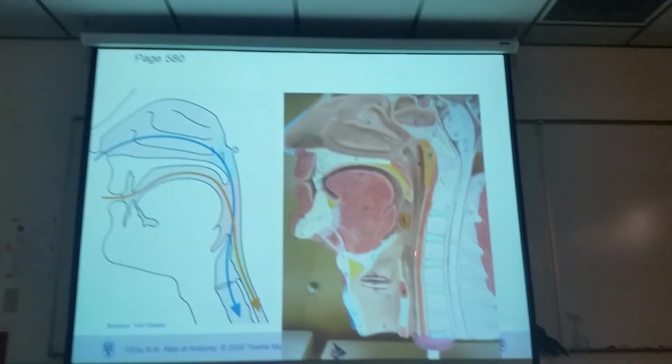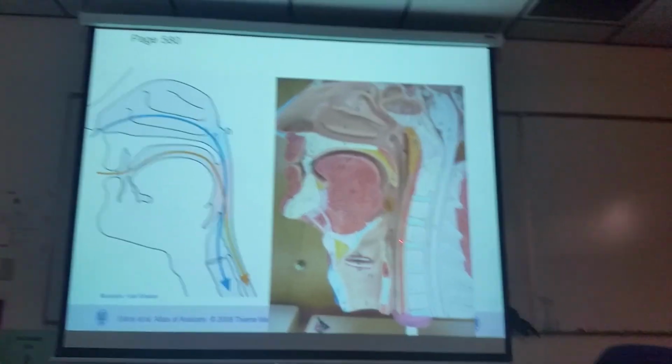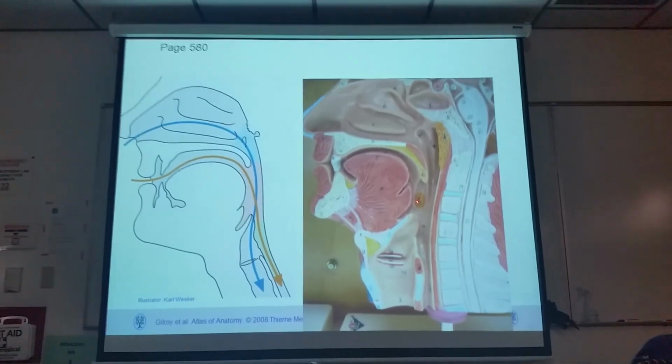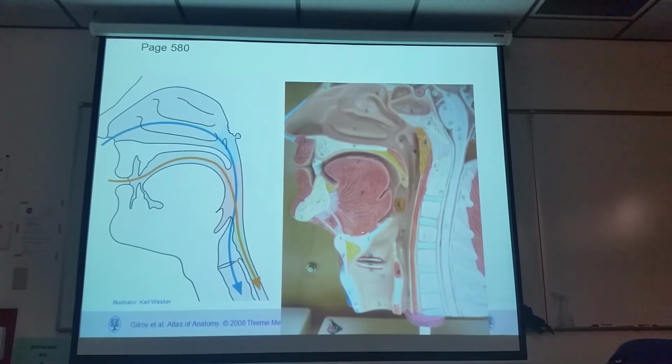You also should know three areas of the pharynx: the nasopharynx up here, behind the oral cavity is the oral pharynx, and down here is the laryngeal pharynx. Also know the palatine tonsil, the pharyngeal tonsil, and this behind the tongue is the lingual tonsil.